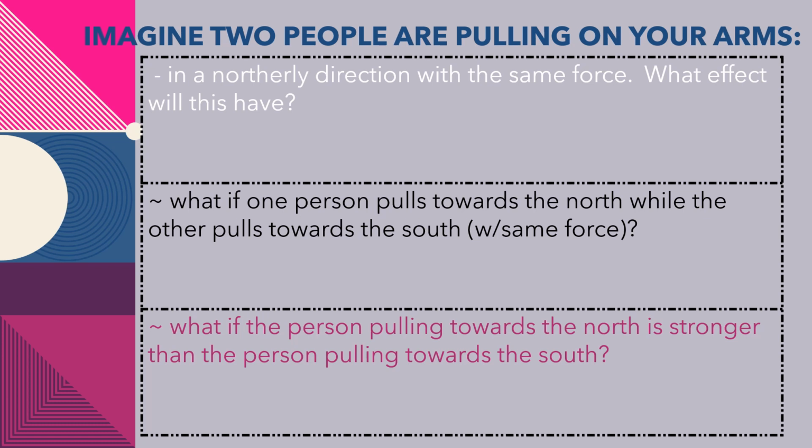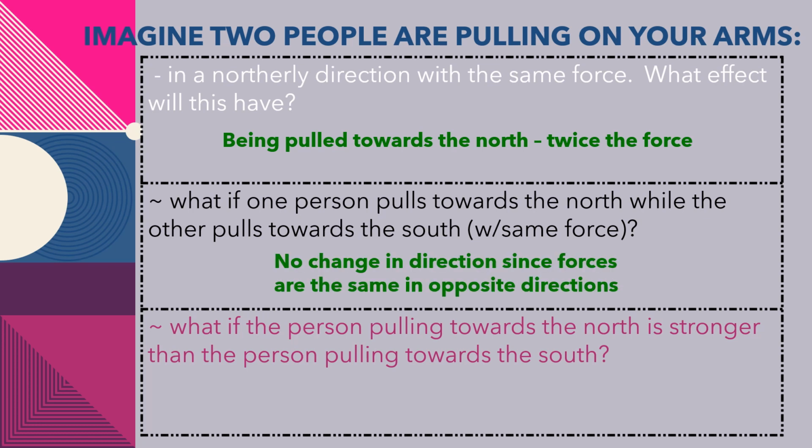That's exactly right. You are going to travel in a northerly direction. Now, instead of one person doing it, because 2 are doing it, it'll be double the amount of force, so twice the force. The second one: what if one person pulls towards the north and another pulls towards the south with the same force? Well, in that case, until someone pulls stronger, they're really not going to do anything.